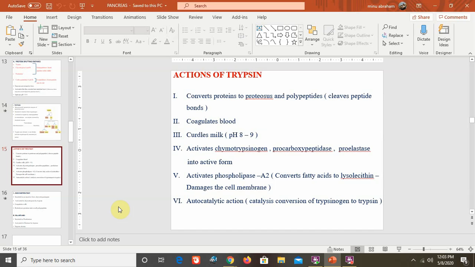It coagulates blood. It helps in the curdling of milk. It activates other enzymes like chymotrypsinogen, procarboxypeptidase, and proelastase into active form. It activates phospholipase A2, and the function of this phospholipase A2 is that it converts lecithin to lysolecithin, and also it has autocatalytic action. What do you mean by autocatalytic action? It catalyzes a further conversion of trypsinogen into active trypsin.